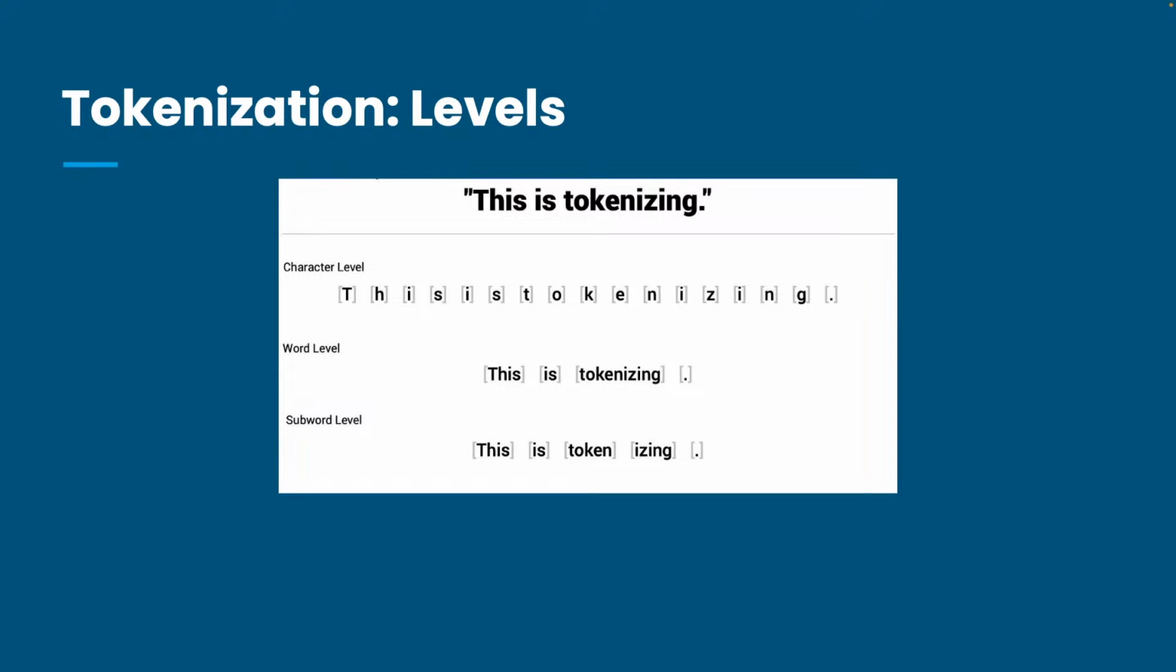So there are several different levels of tokenization, and there are really 3 levels that are mainly in use. One is at the character level. What this is, we take the sentence and just take it character by character and remove all the white space. So as you can see, every token is just a single letter.